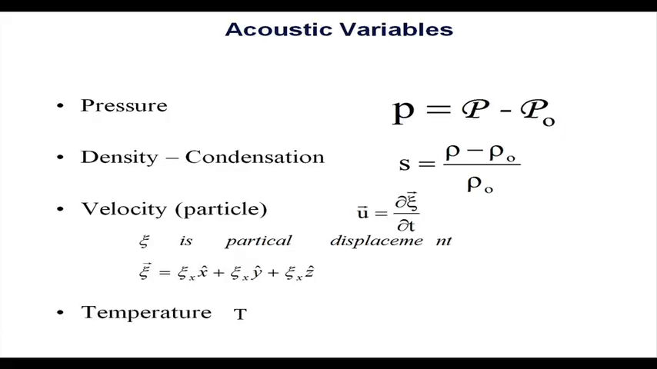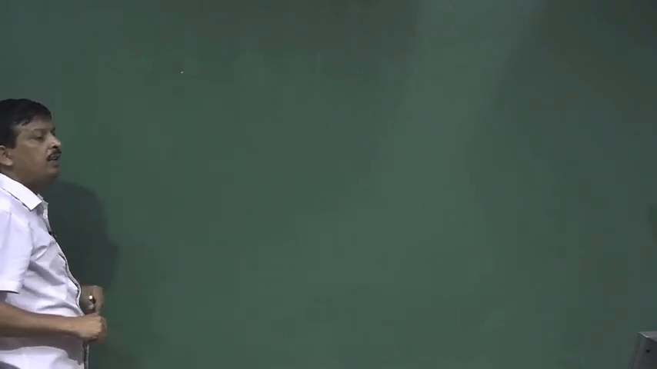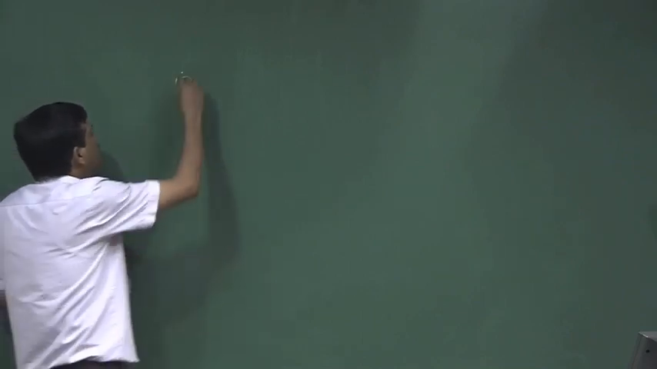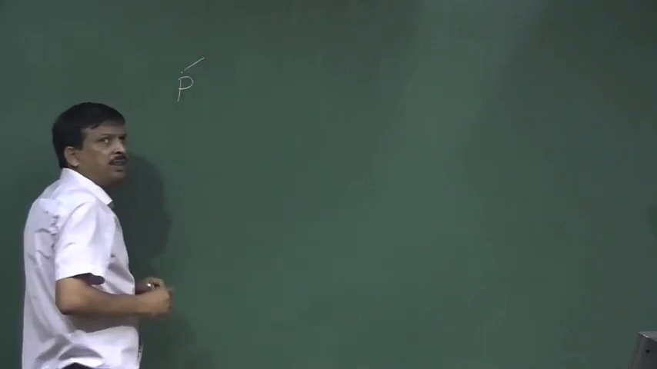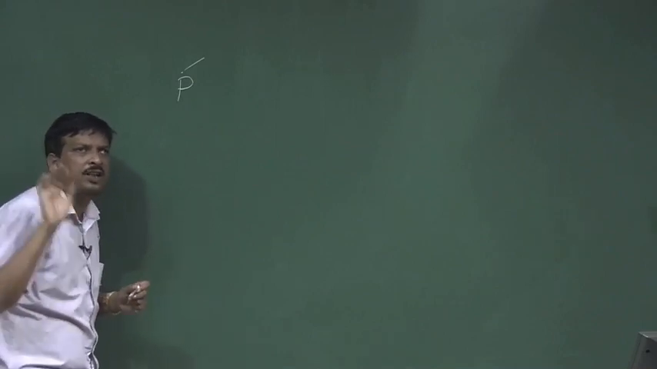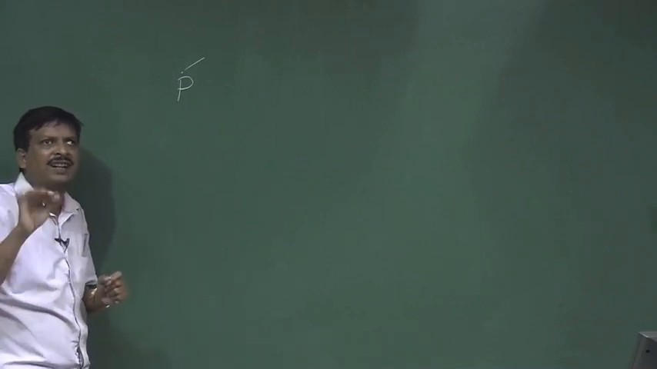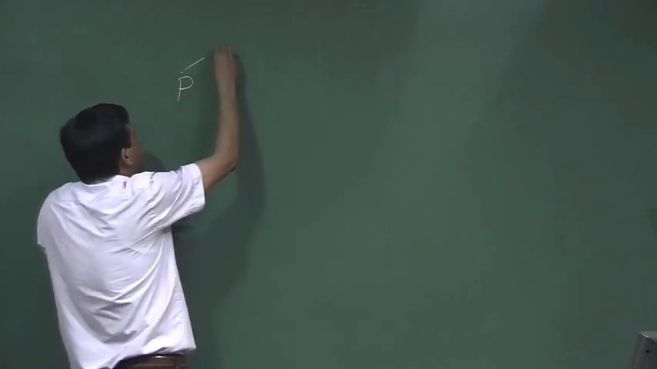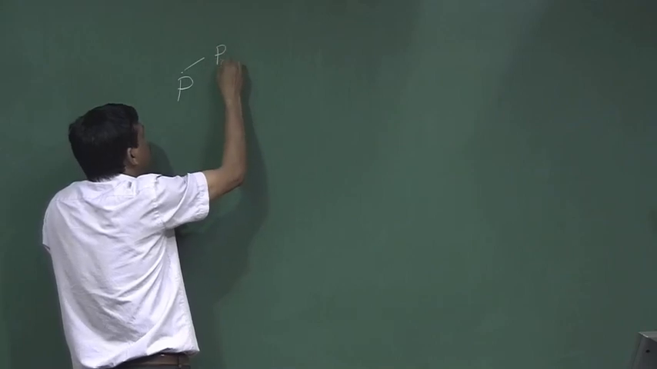So now, if I consider that I have a liquid and I produce a sound, let's consider any point of that liquid. What will be there? There will be a pressure. Which pressure? Total pressure, capital P. And there will be an equilibrium pressure. That means if I do not apply the external force, which acts as acoustic pressure, then this liquid has an equilibrium pressure. Let's say the equilibrium pressure is capital P0.